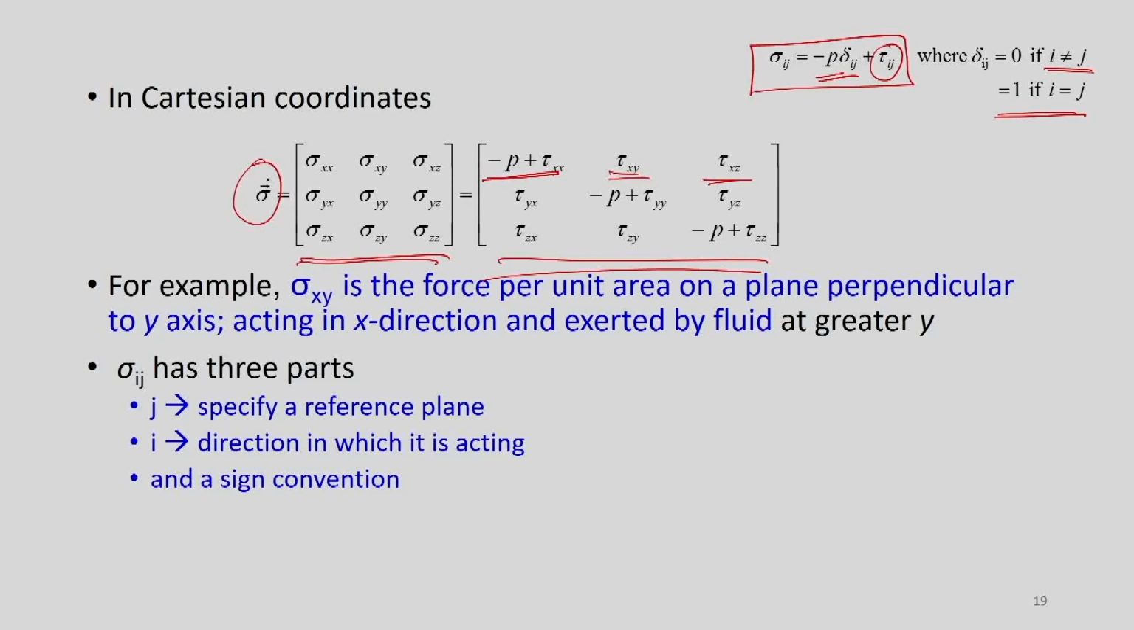So, what does it indicate? Sigma xy indicates the force per unit area on the plane perpendicular to the y axis. That y indicates the reference frame, specifying a reference plane, and acting in the x direction. So, this x indicates in which direction it is acting, and exerted by the fluid at a greater y. So, there is a sign convention also. For sigma ij, j specifies a reference plane, i specifies the direction in which it is acting, and there is a sign convention as well, greater y or smaller y, something like that.